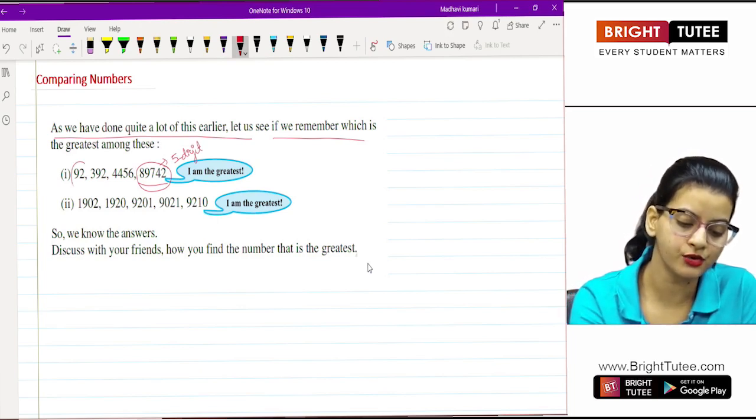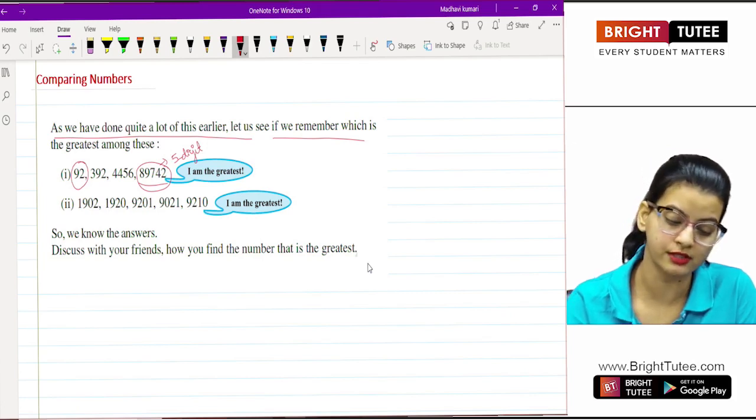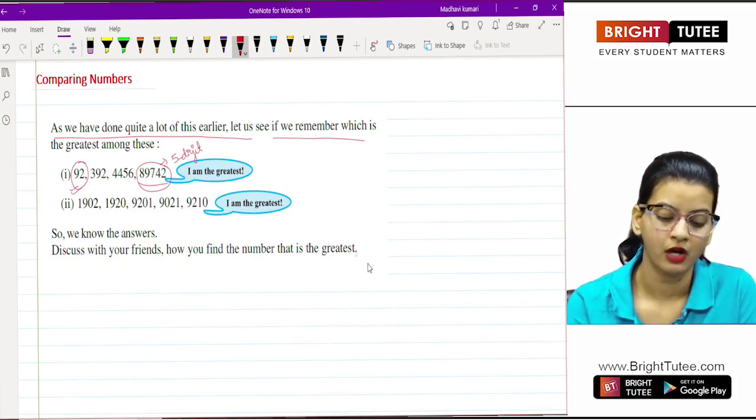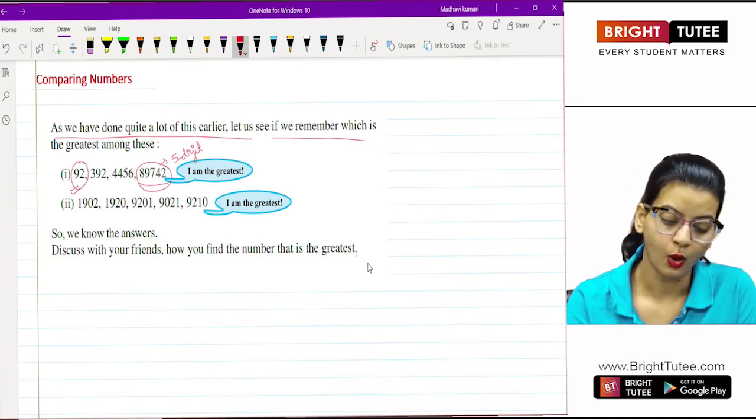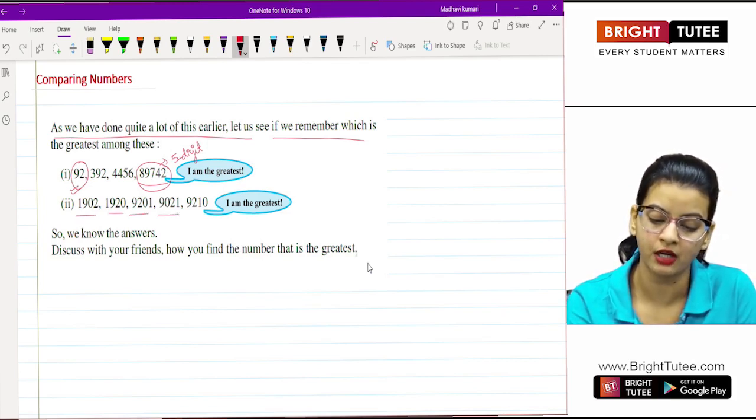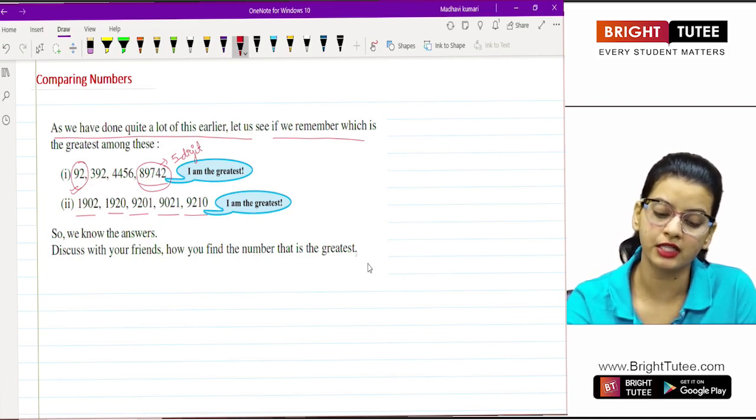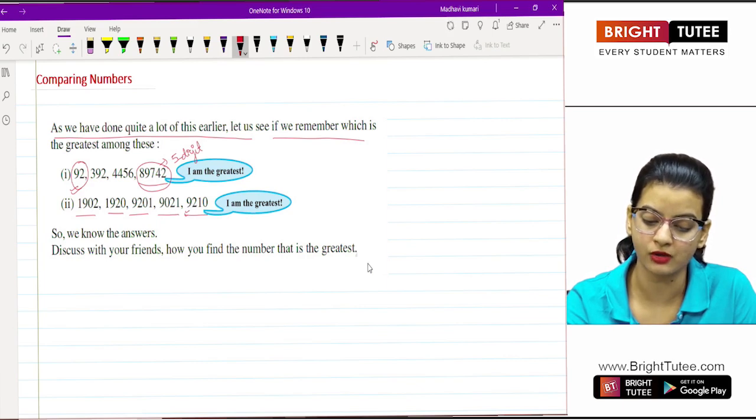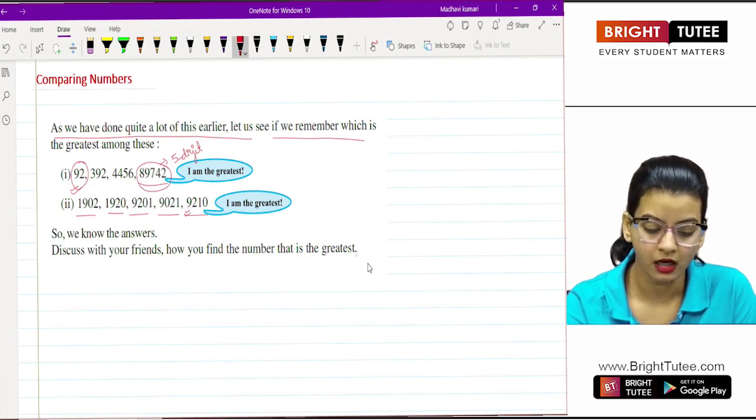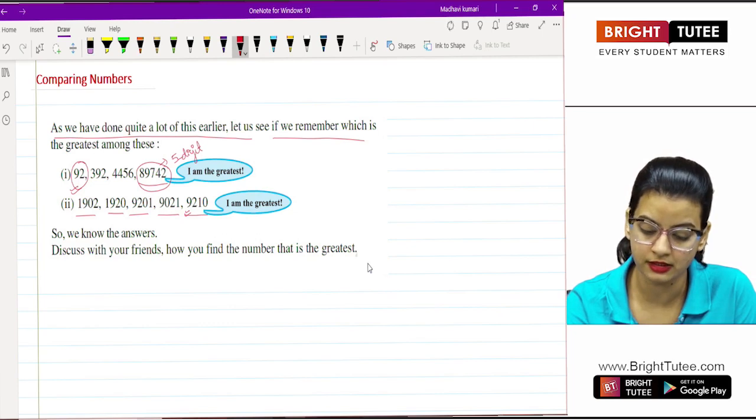And then 92. Okay. What about 92? 92 has got only 2 digits. So, this is the smallest number. Okay. In another collection, over here you can see all the numbers have got 4 digits in it. Okay. So, then in that case, how are we going to compare? So, we are going to see the number at the highest place order. Okay. So, over here, the number at the highest place value is that of 1000. So, we are going to compare the digit in the 1000 place.